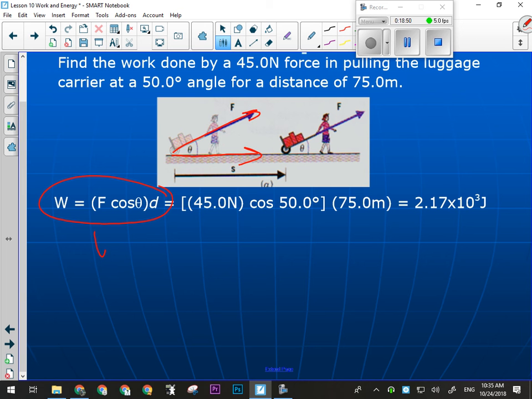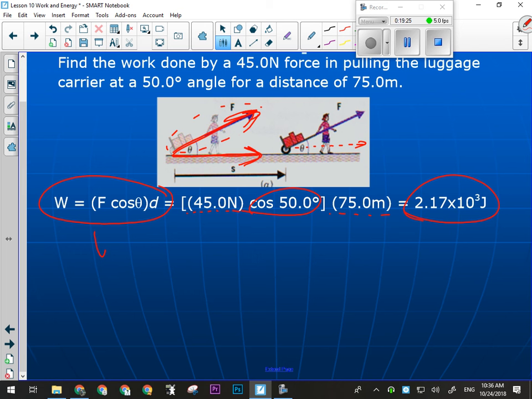So I don't need all of this force. I only need the horizontal component of it because that's the only part of it that's actually doing work. So that's where the F cosine theta times D comes in. I take my 45 newtons worth of force, that's the force in the handle, multiply it by the cos of 50 to get just the horizontal part of that, and then multiply it by how far it's pulled. In the end, that means I'm going to use 2.17 times 10 to the 3 joules worth of energy to pull this luggage carrier.